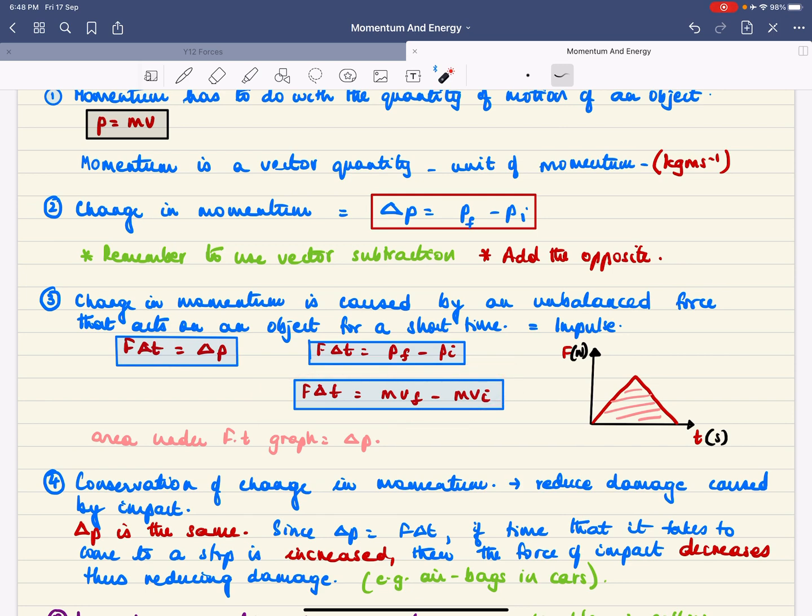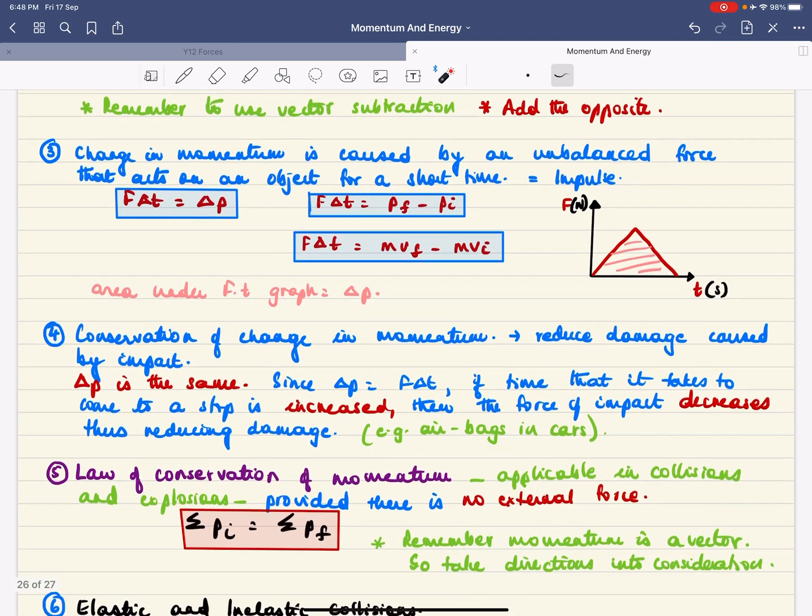You can also calculate change in momentum by looking at the area under the force-time graph. Now, this graph could have any sort of shape. It could even be a rectangle, or it could be a triangle. So the formula for the area depends on the shape.